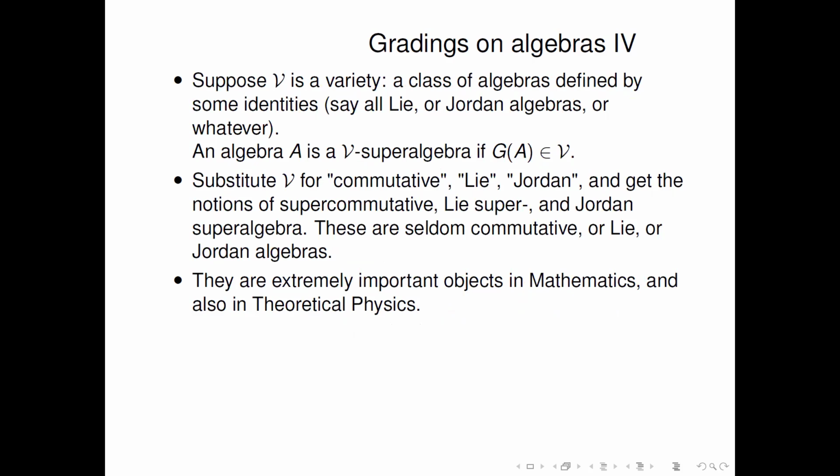And now, if you have a variety V, it might be the Lie or Jordan or whatever algebras, then an algebra A is called a V superalgebra if its Grassmann envelope belongs to V. So you can substitute V for commutative, Lie, Jordan, whatever. You get the notions of supercommutative, Lie super and Jordan superalgebras. Okay, they are seldom commutative or Lie or Jordan algebras, apart from the trivial cases. But at least they are extremely important not only in mathematics, but also in theoretical physics.